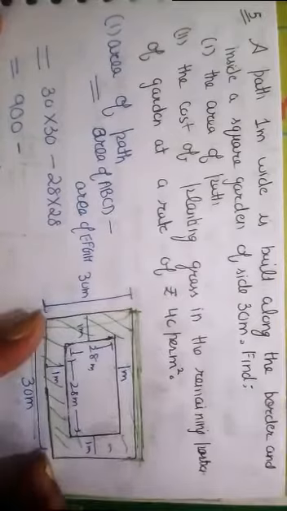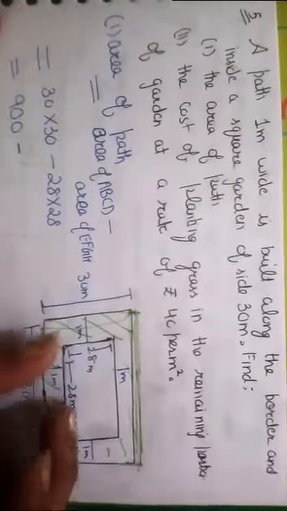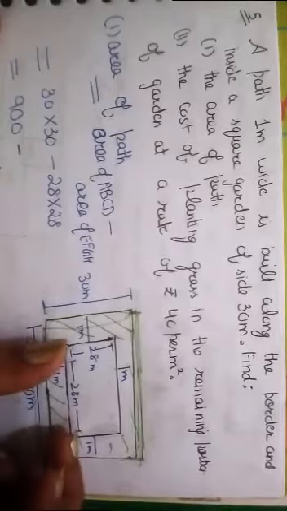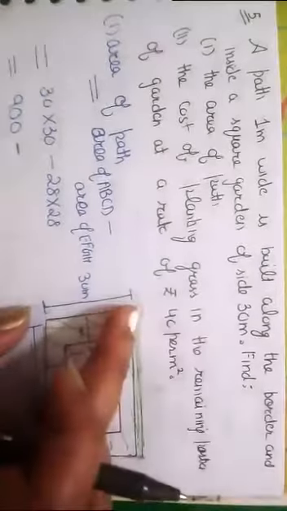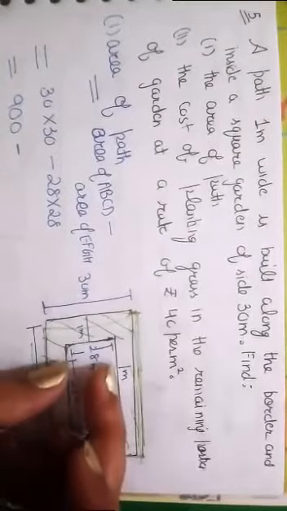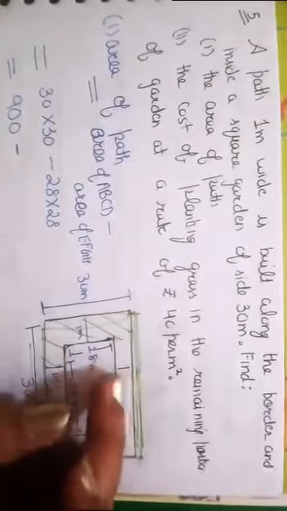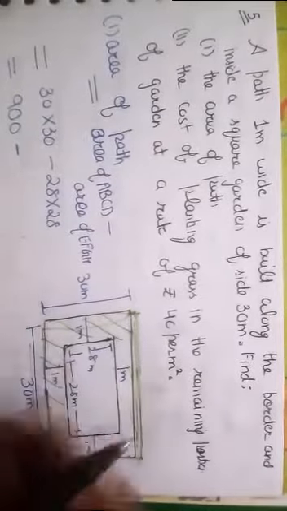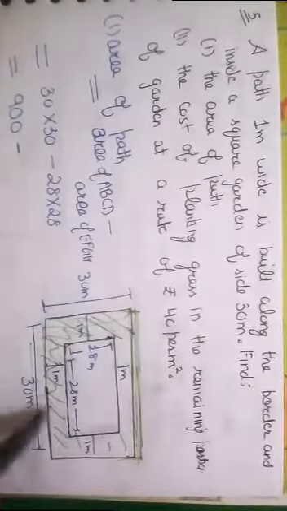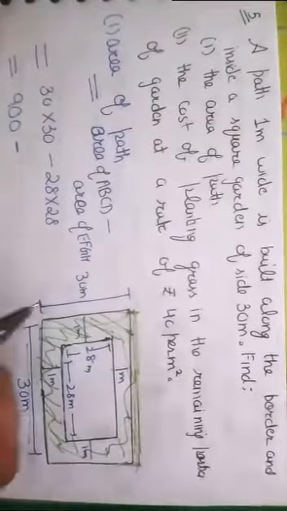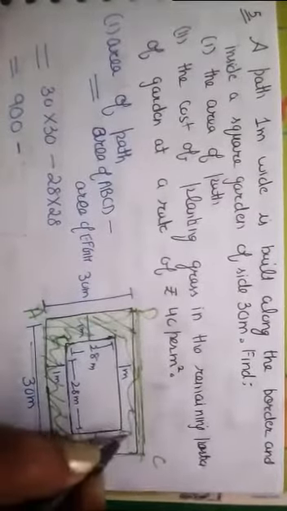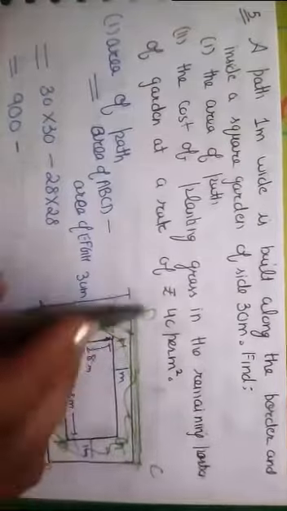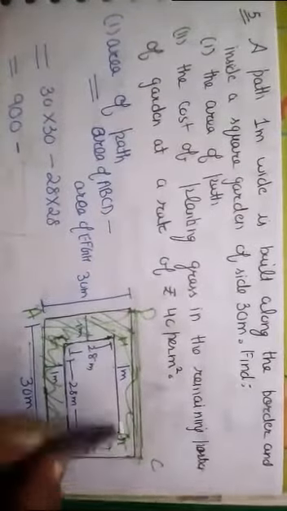If the side of the square is 30, subtract one from here and one from here, so the length of the inner square is 28 meters. Similarly, 30 meters is the width, so the width of the inner square is 30 minus 1 minus 1, that is 28 meters. Now we have to find the area of the path, this much area. How will we find the area of the path? We will find the area of ABCD and subtract the area of EFGH.